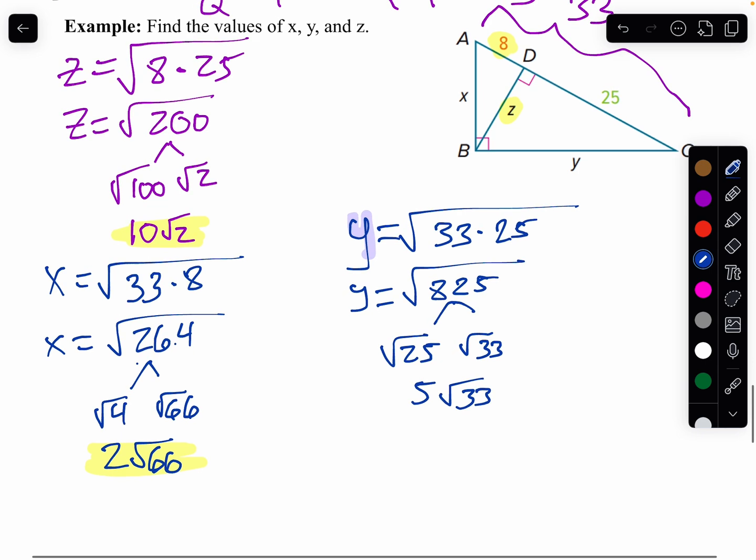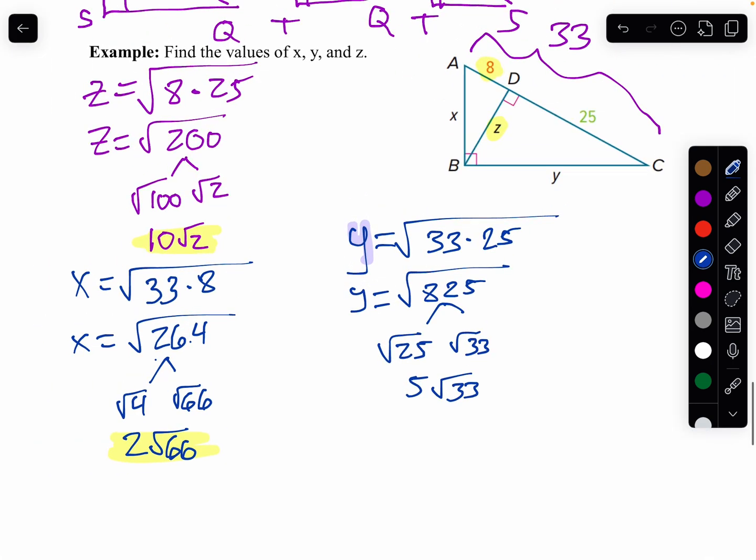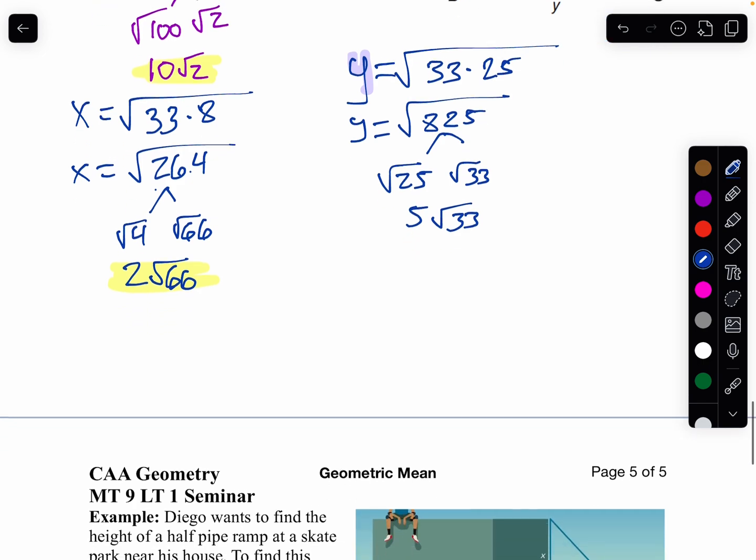Now, if you're not told to, you can write those as decimals, but if they say exact answers, that's what I want to see on your assignment and on your test and quiz.